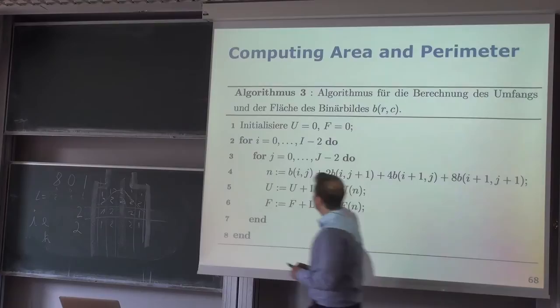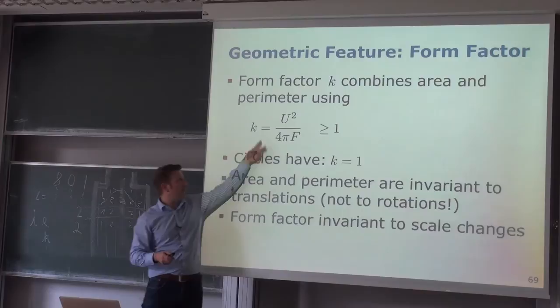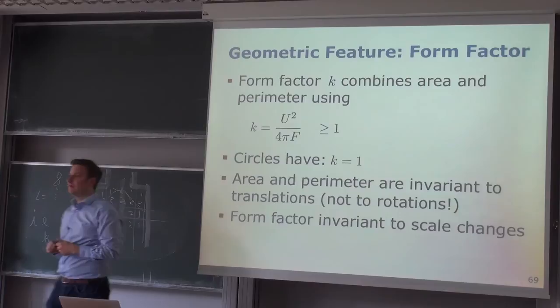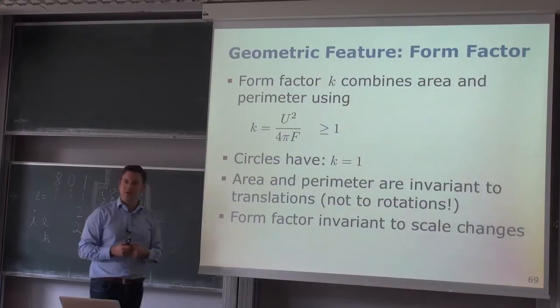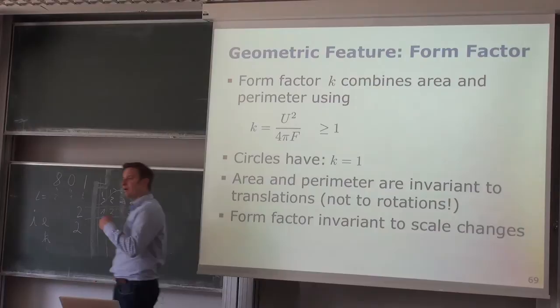There are other geometric features which relate the perimeter and the area, for example the form factor, which, again, trades off the area and the perimeter, and is often used. It has an advantage that this feature is invariant under scale changes. So if I scale my image, for example, increase in size by a factor of 2 or reduce it by a factor of 2, the perimeter and the area actually change, but the form factor stays the same.